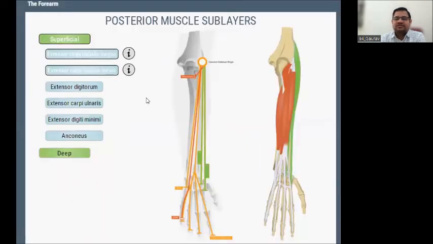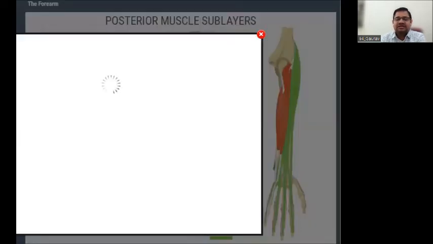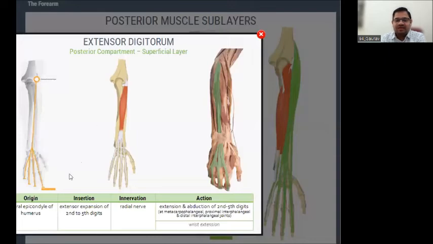Then comes the extensor digitorum. Whenever the term digitorum comes, it means it will go to the digits directly. So there will be many tendons going to the digits on the extensor side, like we have seen in the anterior compartment. Origin will be the lateral epicondyle of the humerus. Insertion will be the extensor expansion of the second to fifth digits. The radial nerve, and action will be extension and abduction of the second to fifth digits. Abduction means coming together.